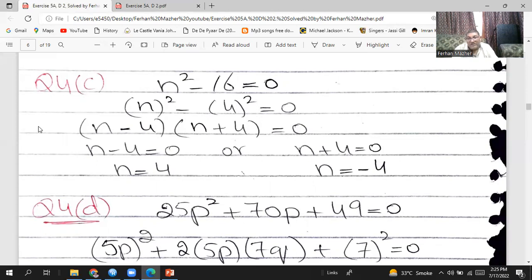So these two brackets are multiplying with each other, and the product is equal to 0. It means either the first bracket is 0 or the second bracket is 0. So n minus 4 is equal to 0, so n will be equal to 4. In the same way, n plus 4 is equal to 0, so n will be equal to minus 4. So there are two solutions. One is 4 and the other one is minus 4.